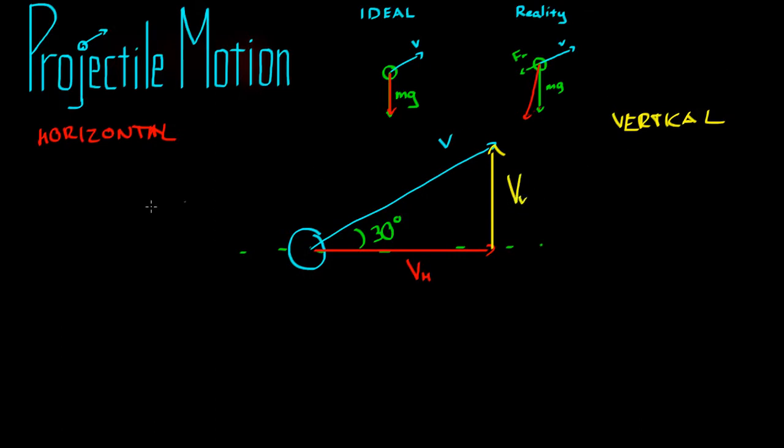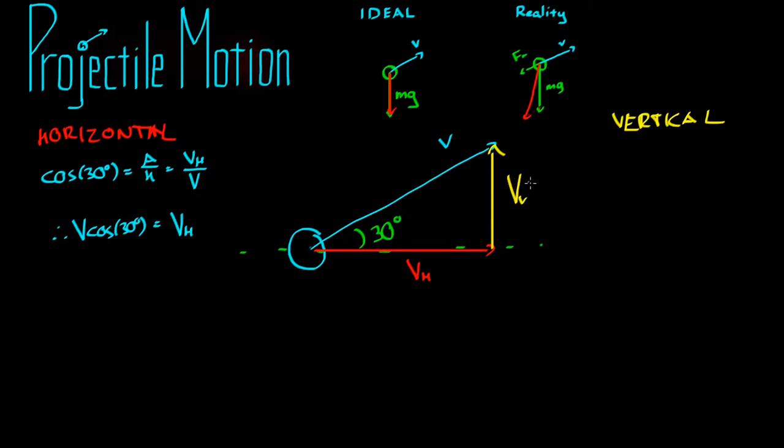So according to the trigonometry, cos 30 degrees of any triangle equals the adjacent over the hypotenuse. In this case, that's vh over v. Therefore, multiplying v into here, v times cos 30 equals vh. So the horizontal component of the velocity of this projectile is v cos 30.